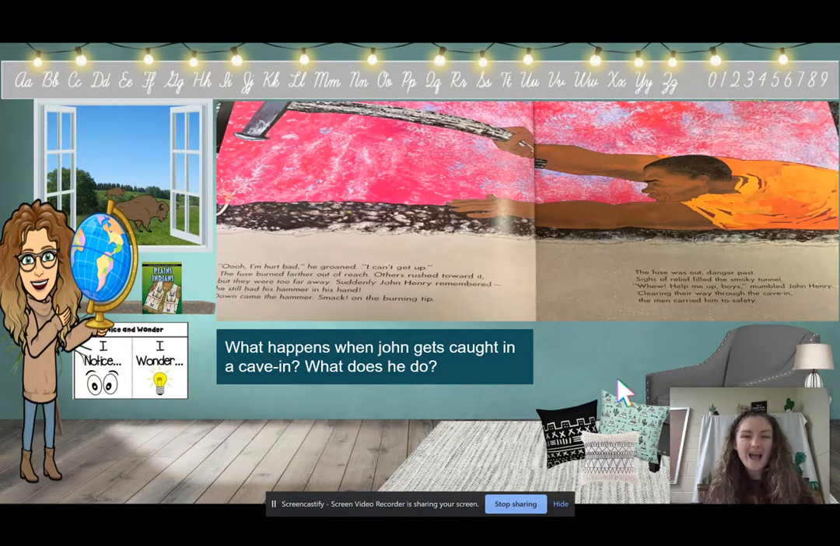So what happens when John gets caught in the cave-in? What does he do when he's stuck in the cave-in? Tell me in the puzzle. When he gets caught in the cave-in, he tries to stop the dynamite from blowing up, right? He stops that fuse with his hammer. So he saves the day again.